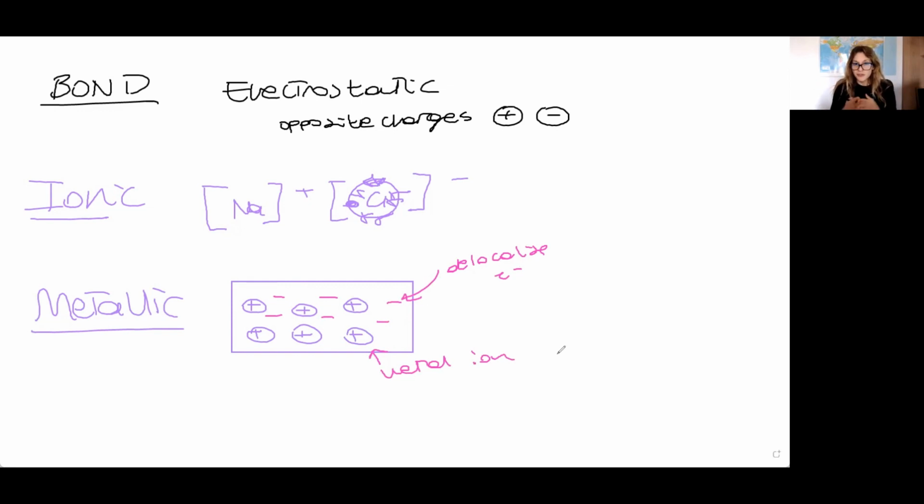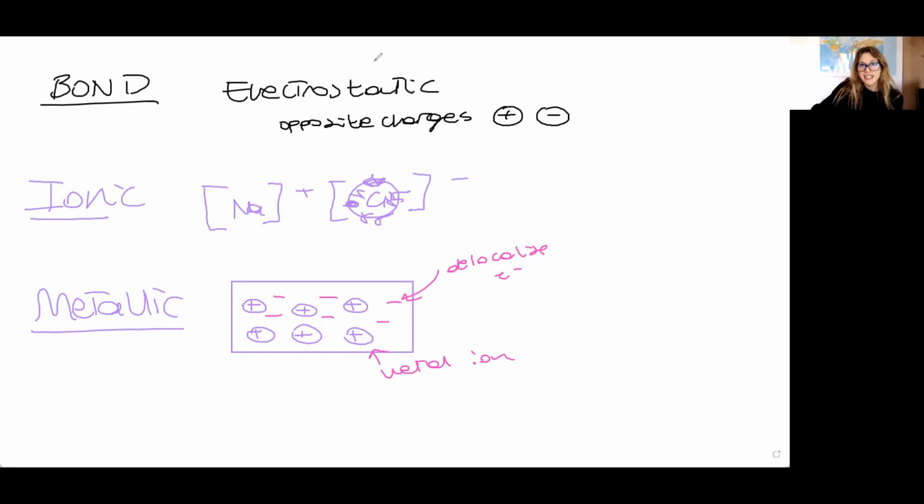Notice that it's slightly different for each bond. Ionic, opposite ions. Metallic, well, we have the positive metal ion, and because the metal becomes positive, they lose electrons in this sea of electrons, where the orbitals become like just one orbital in the whole structure. So the electrons are delocalized, but again, the positive component is the positive metal ion, and the negative component is the delocalized electrons. So that's the other nature of the electrostatic force.